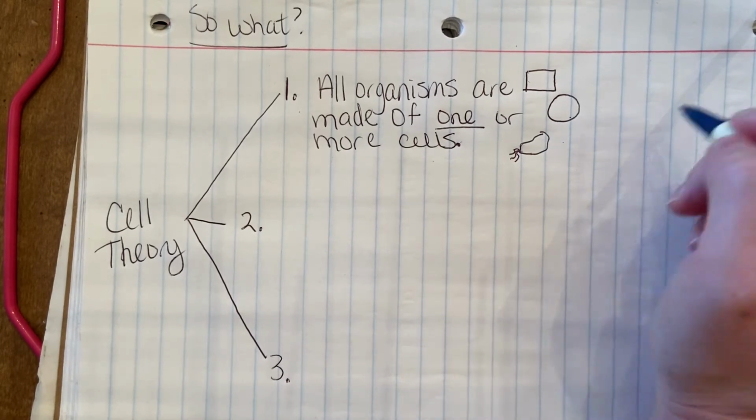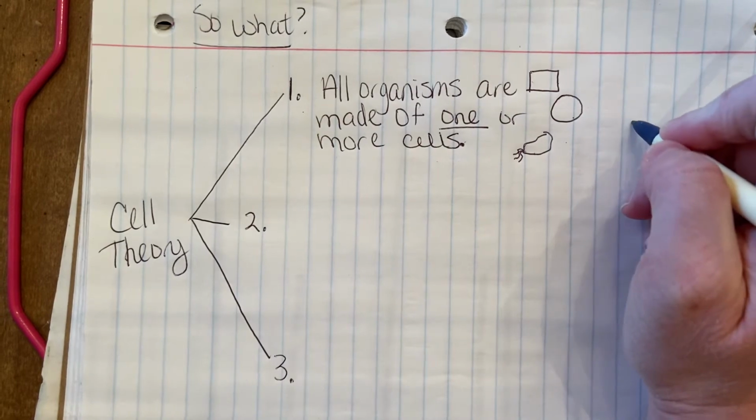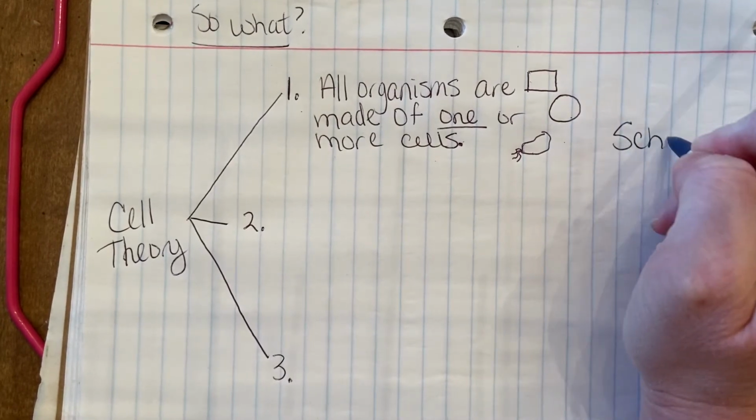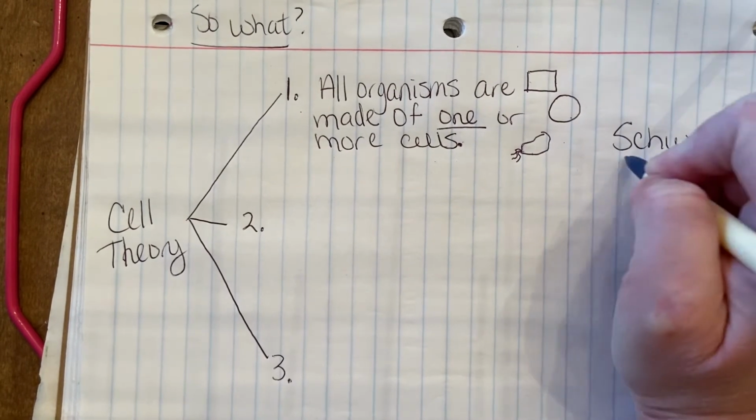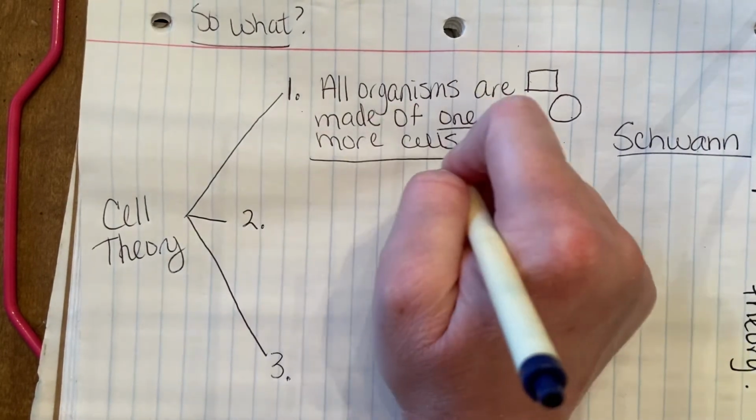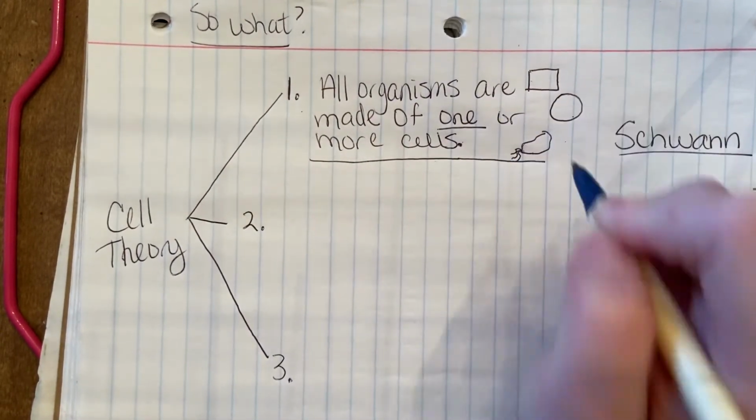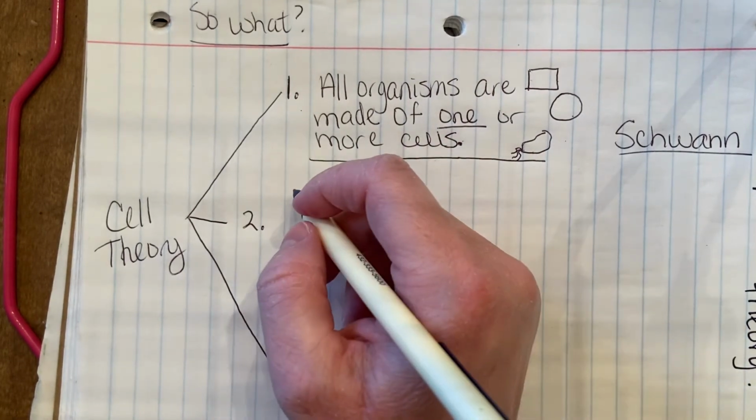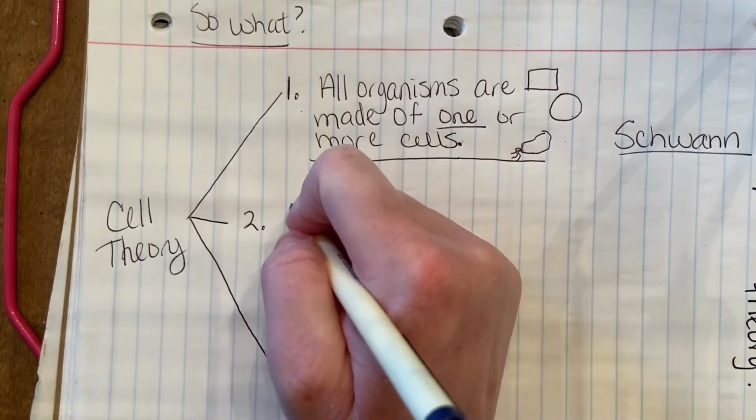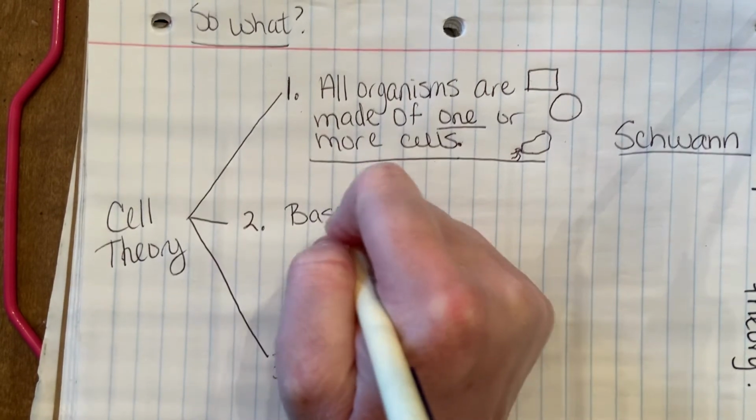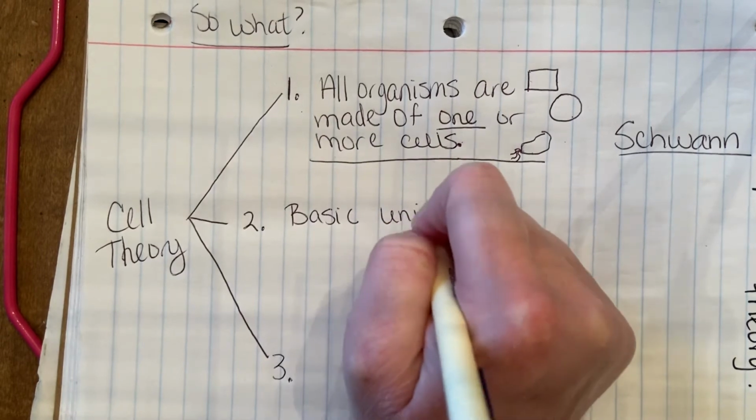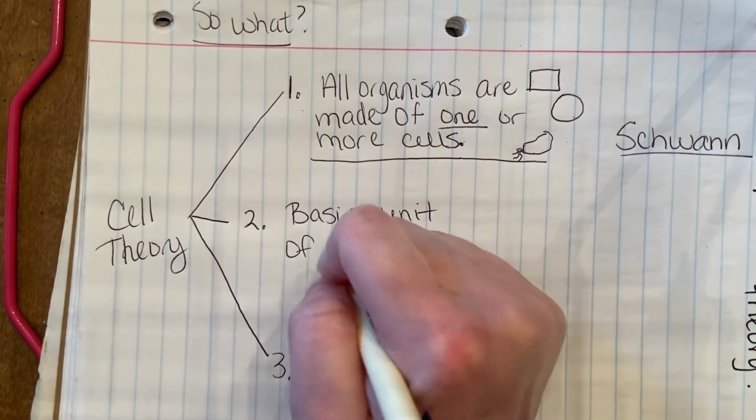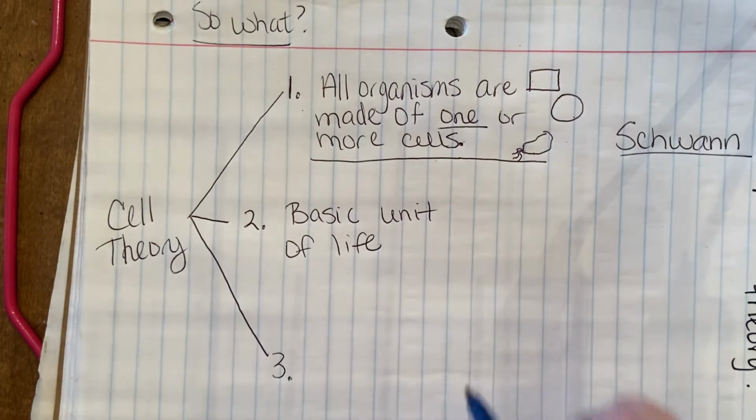And who was a scientist who discovered this? His name is Schwann, okay? He was a German scientist who created this component. All right, so the second component is the cell is the basic unit of life, okay? Now, these are the building blocks of life too, okay?